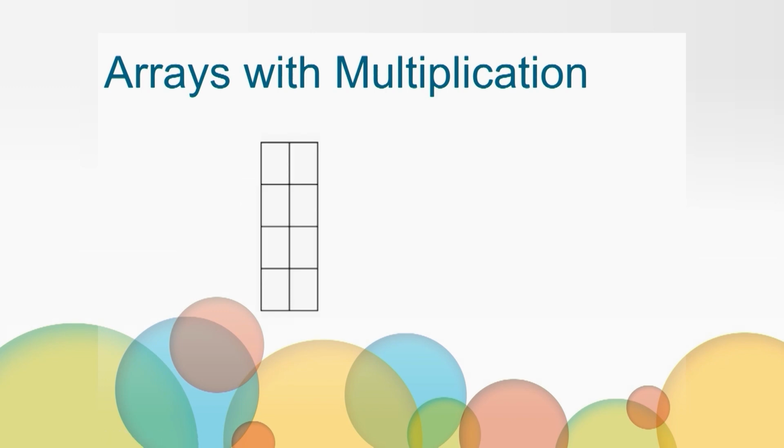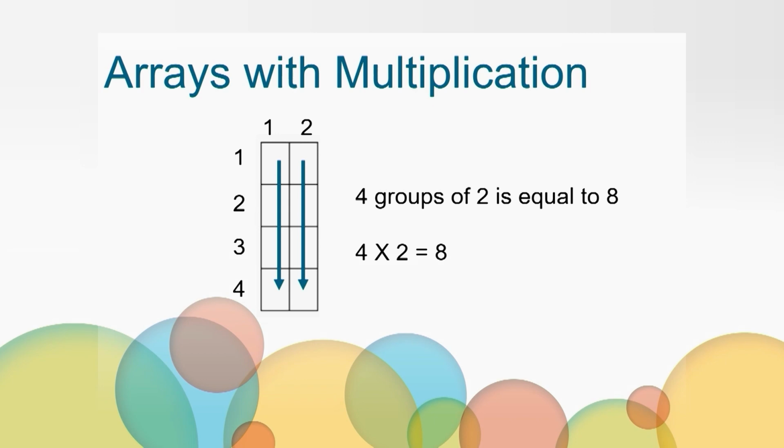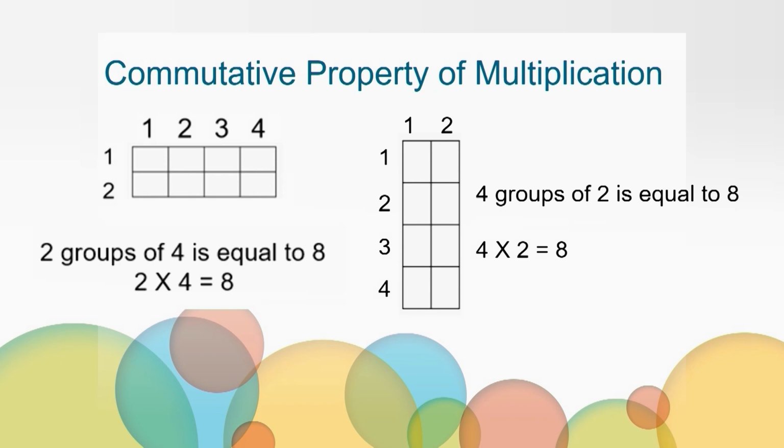We can also take the same array and turn it like this. Now we have 4 rows going across or horizontally like this, and 2 columns going down or vertically like this. So that makes 4 groups of 2, which is equal to 8, which is also 4 times 2 equals 8. So whether we think of the array as 4 times 2 or 2 times 4, we still get 8. There are 8 boxes in both arrays.